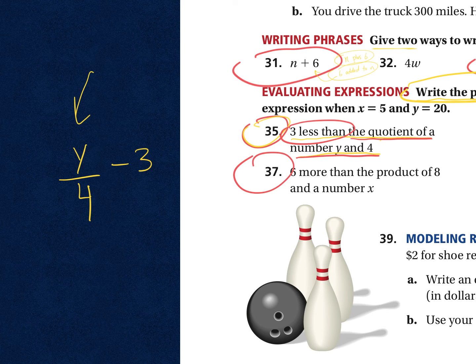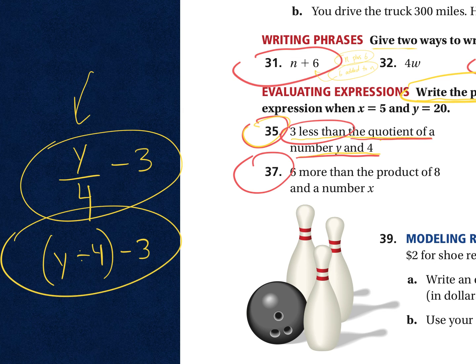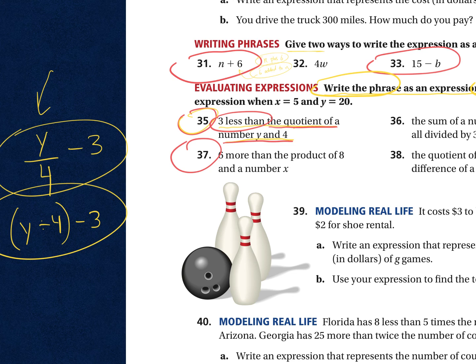Another way you can write that is y divided by 4, in parentheses, minus 3. If the first thing I'm doing is y divided by 4, I should probably get into the habit of putting parentheses. That means I would do that first. So either of those two are acceptable. And then the same thing for 37, 6 more than the product of 8 and a number x. Same thing as in 35.